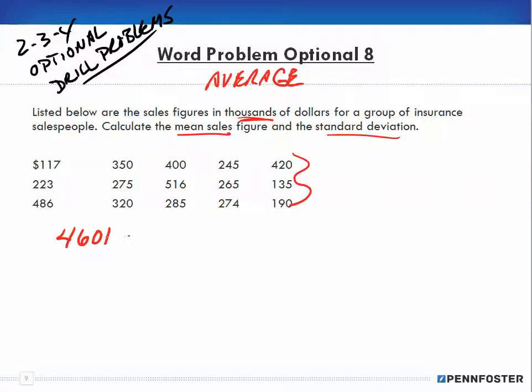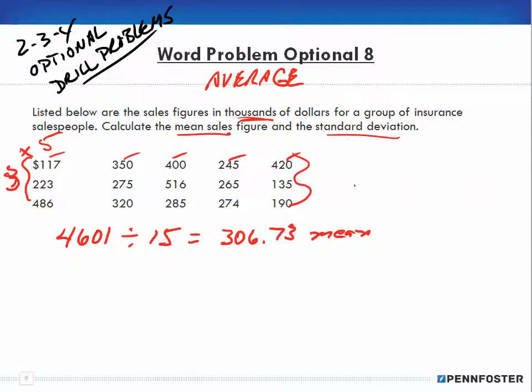Now we're going to divide by however many data points there are. There are 5 columns and 3 rows. So 5 times 3 is 15. There are 15 data points there. If you take 4,601 and divide it by 15, you get 306.73 for your mean sales. And remember, this is in thousands of dollars. So the mean is 306.73.